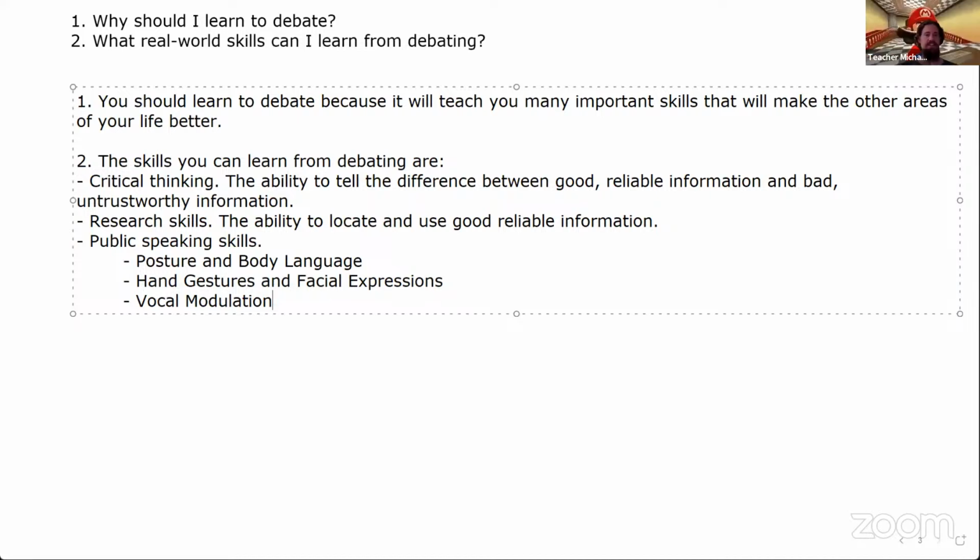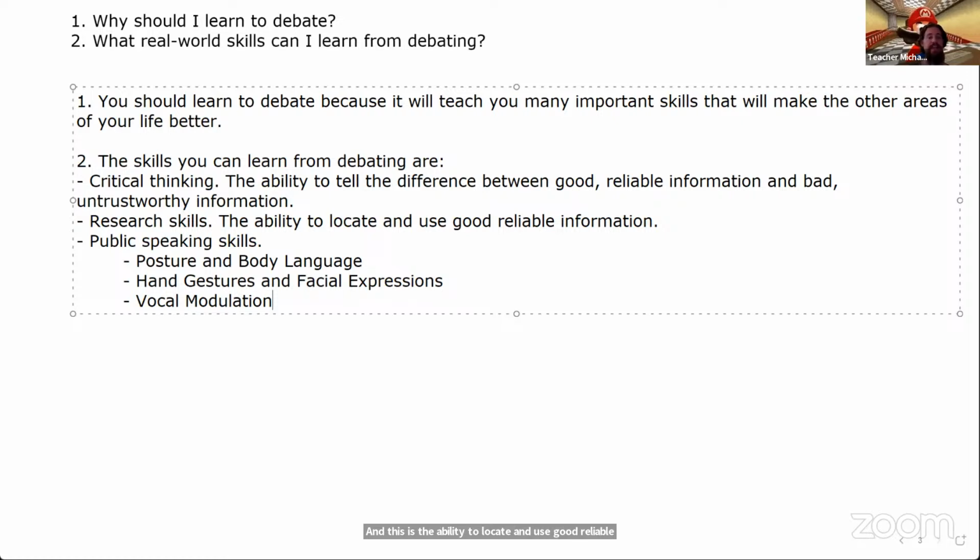Okay, so these are just some of the skills that I can think of off the top of my head. So the first one we've talked about is critical thinking. You can learn the ability to tell the difference between good and reliable information and bad, untrustworthy information, and make important decisions based on the best information available. Another one is research skills, and this is the ability to locate and use good, reliable information.